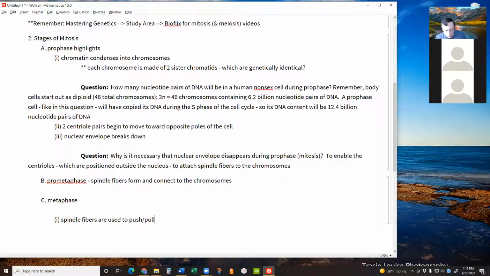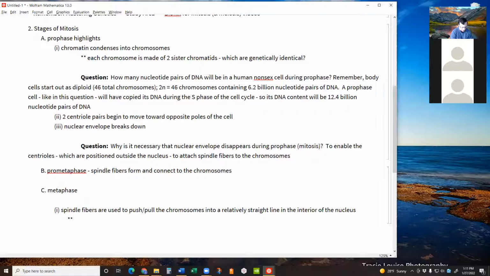Spindle fibers are used to push or pull the chromosomes into a relatively straight line in the interior of the nucleus. Okay, that straight line is traditionally referred to as the metaphase plate, right? I'm sure you've heard that before.